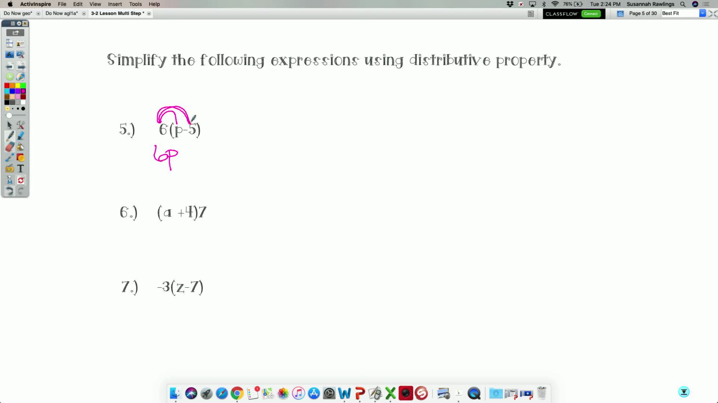Remember, if a positive and negative are in a fight, the higher one wins. That only applies to adding and subtracting. When we're multiplying, a negative always wins if it's against a positive. So that is negative 30. Negative 30. Questions there?